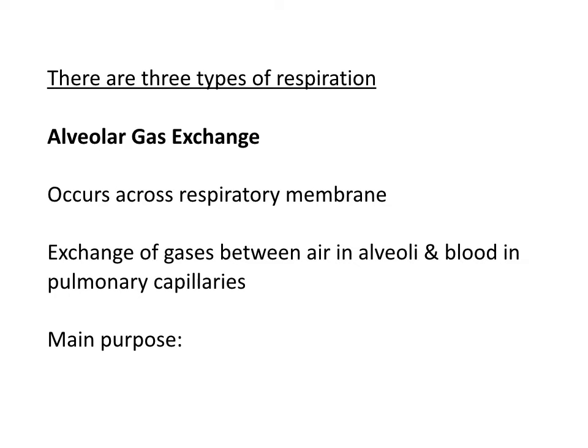Now, there are three types of respiration that occur in the human body. Two we're going to focus on in this chapter. The third you were introduced to in A&P 1 when we talked about ATP production in muscle. One type of respiration you'll deal with in this chapter is called alveolar gas exchange.